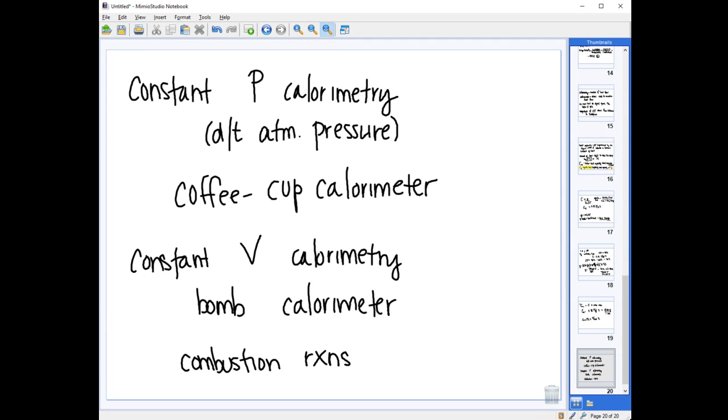So it would be like taking our coffee cup calorimeter and putting it in a thermos, for instance. Only it would be a thermos that had a hole in the top for a thermometer and a stirrer and an ignition source. So we can get a true measurement of the energy that is in those reactions. All right, so that's what I have for thermochemistry.